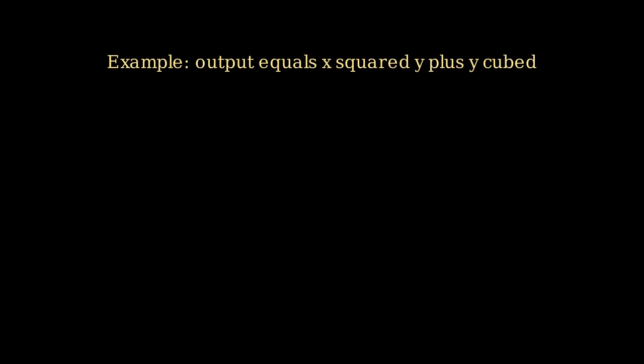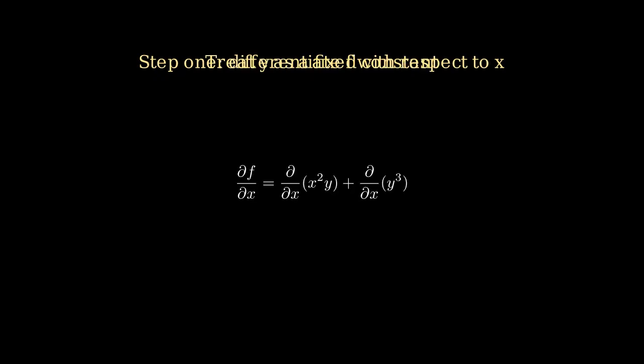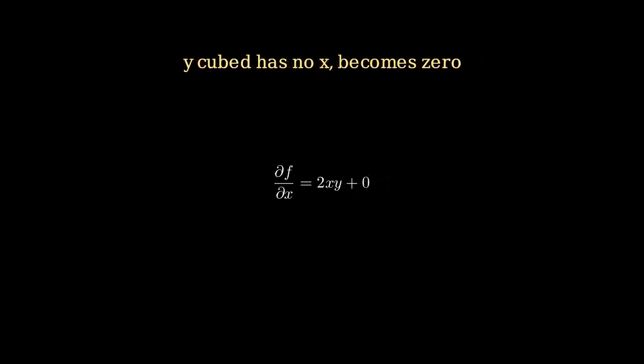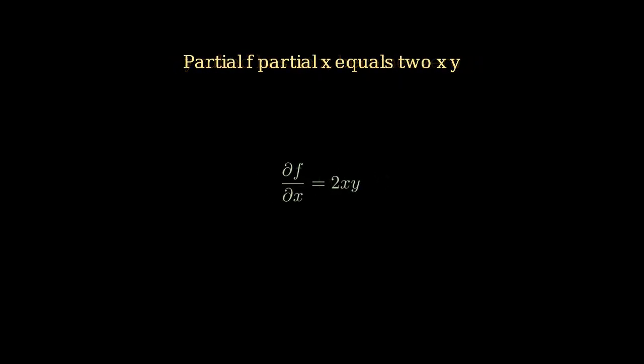Step 1. Find the partial derivative of f with respect to x. To do this, we treat y as a fixed constant number and differentiate only the x parts. The term x squared times y differentiates to 2x times y. The term y cubed contains no x at all, so it differentiates to 0, so the partial derivative of f with respect to x equals 2xy.